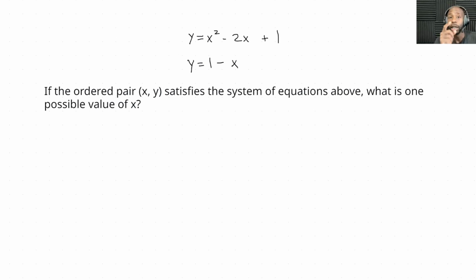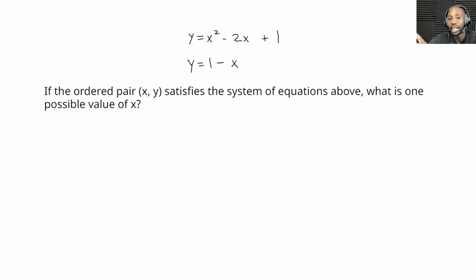And if you remember, a solution to a system of equations is basically a point where, if you graph those equations, they intersect. It's like the same point that's a solution for both of them. Keep that in mind. So, in other words, if there is some ordered pair that satisfies this system of equations, what is one possible value that x can take on? So when we solve the system of equations, there will be at least one solution.